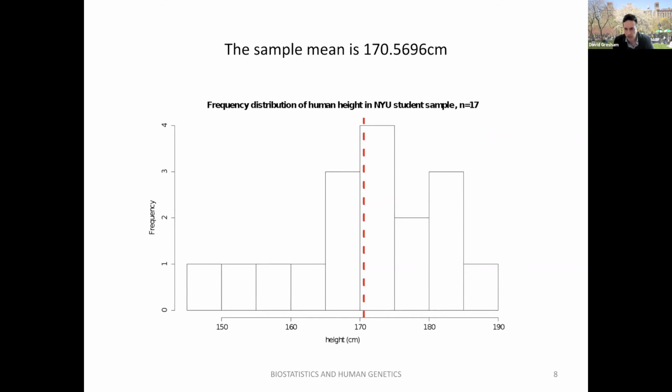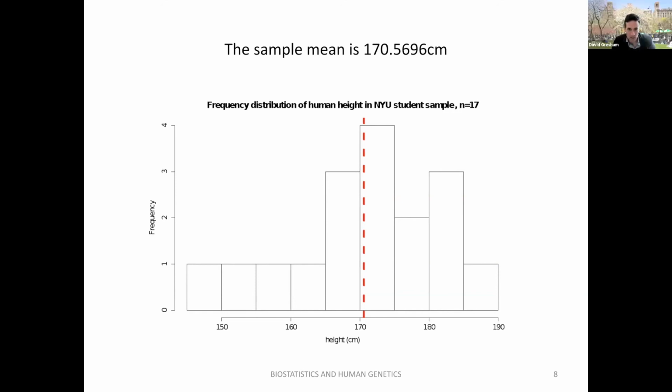But let's do this again. Let's throw those people back into the population and take another random 17 individuals. Am I going to get 170.5696 the second time I do it? Yes or no? Just a head shake will do. Unlikely. Not impossible, but unlikely.